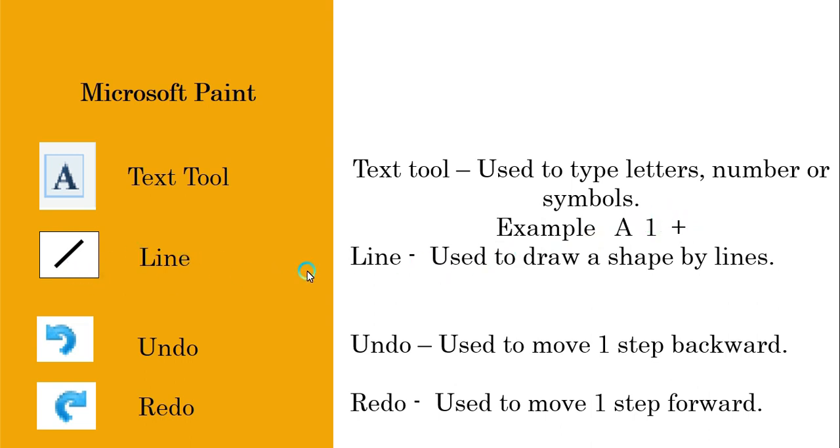Line tool. It is used to draw a shape by lines, step by step. Undo icon. Used to move one step backward. Redo. Used to move one step forward.